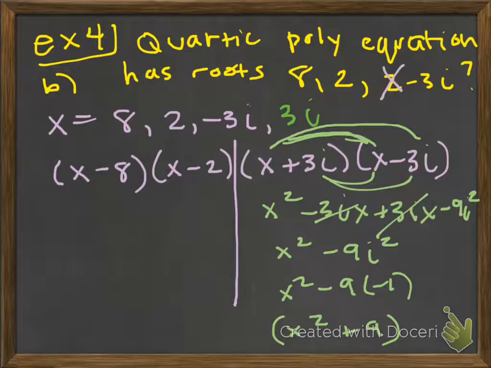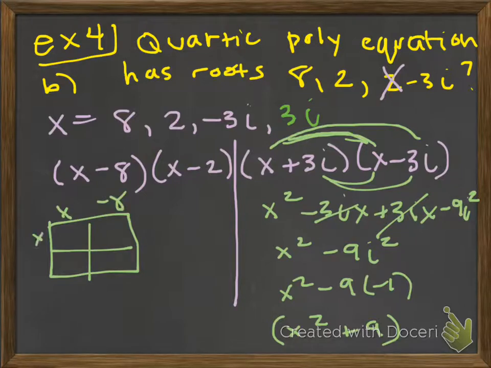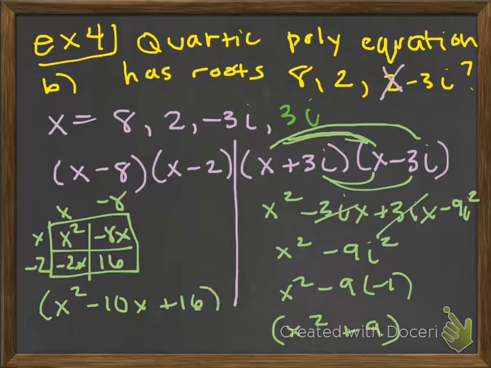Now we're going to foil the left-hand side. I'll just do box this time. If you don't do box, don't do the box. Do your foiling method. So I have an x minus 8 and an x and a negative 2, and now we find the inside, so I get an x squared, a negative 8x, a negative 2x, and a 16. When I combine like terms, we get x squared minus 10x plus 16.